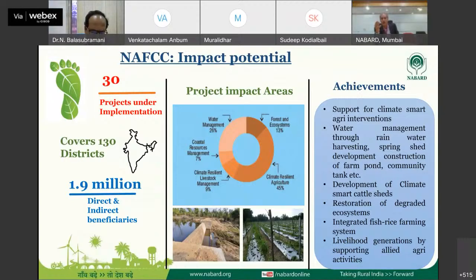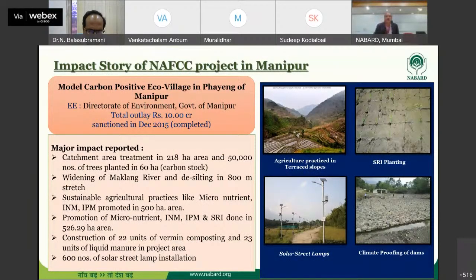I'm just talking about Manipur. It's a kind of eco villages. These are very positive eco villages from several initiatives. Next one is these are the initiatives. Then from the Adaptation Fund, we got several projects.